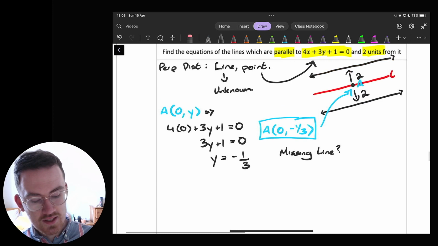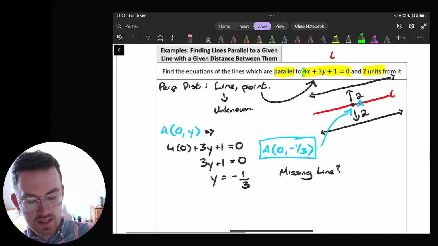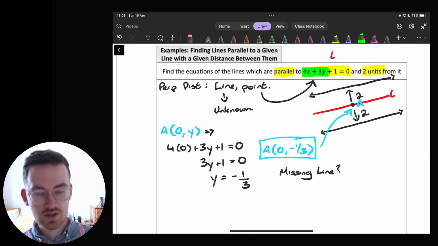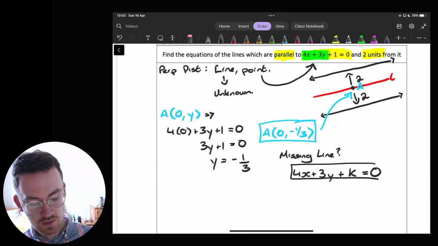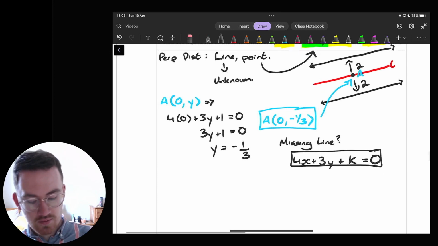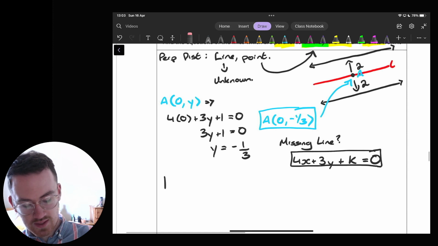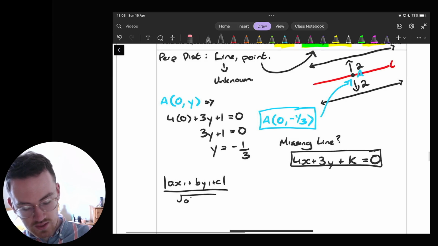So the missing line is going to be parallel to this line L that I have, which means this first part, this green part, is going to be the same. So it will be 4x plus 3y plus some k. We don't know what k is, but it'll be some k. Then I'm using my formula, so let me write that down. ax1 plus by1 plus c over the square root of a squared plus b squared.